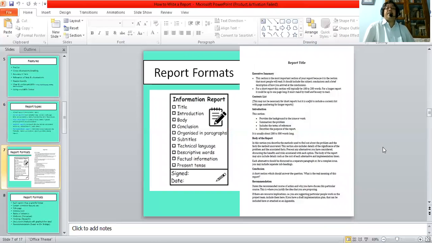Now, see, here are some simple formats for the long reports. Like the information report, for example, you have a title, you have introduction, body, conclusion. It's organized in paragraphs. There are subtitles. Some technical language is used. Some descriptive words are used. A lot of factual information is presented, and it is in the present tense. So basically, this is very simple. This is a simple format. But you also have a more detailed long report where there are several sections, like an executive summary, a table of contents, introduction, the body of the report, conclusion, and recommendations. Let us see how to write this kind of report.